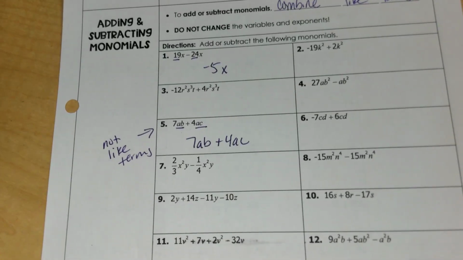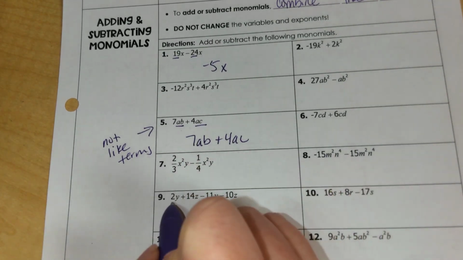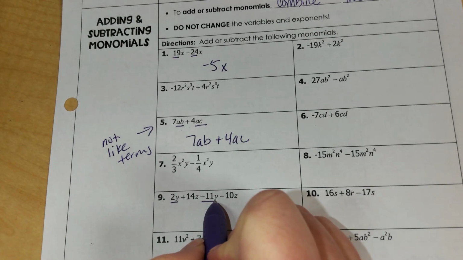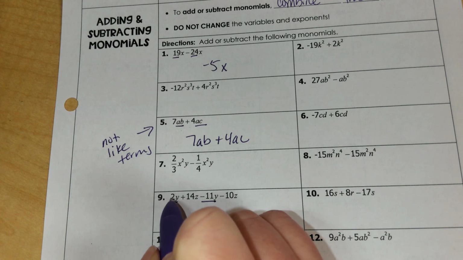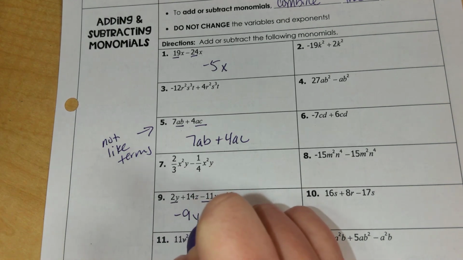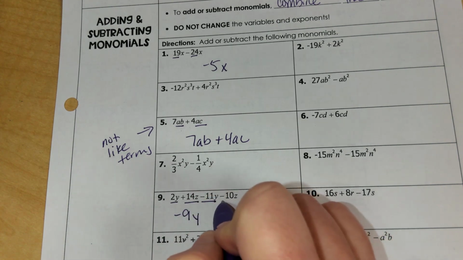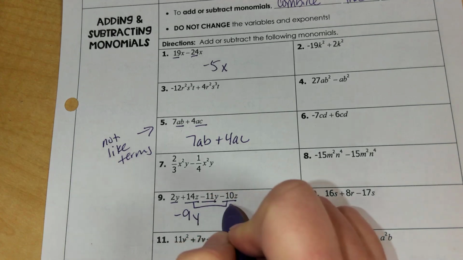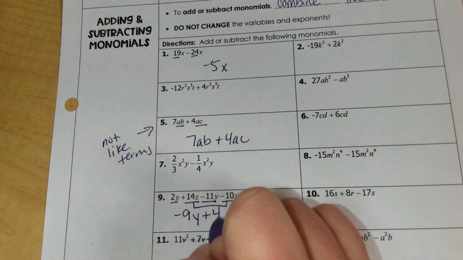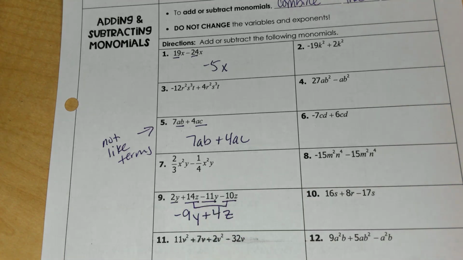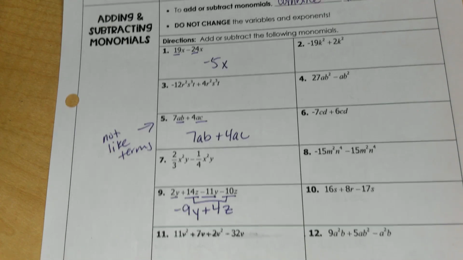Okay, another example, number 9. We have 2y minus 11y. Those two things are the same as far as the variable goes, so 2 minus 11 becomes -9y. Then we have 14z minus 10z. These are also the same variable, so we can do 14 minus 10, which is a positive 4z. Now y and z are not the same, so we can't combine or simplify any further. We leave our answer just like that.